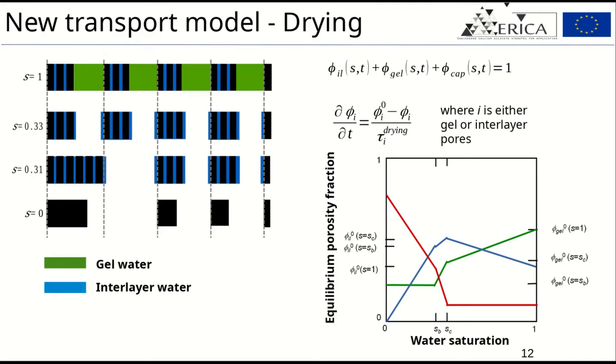The model considers SB and SC as parameters adopted from NMR data, and changes in the equilibrium porosity are considered to happen linearly.